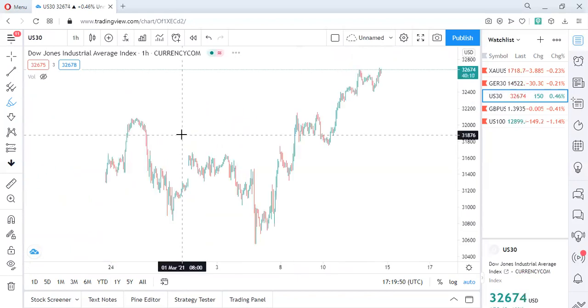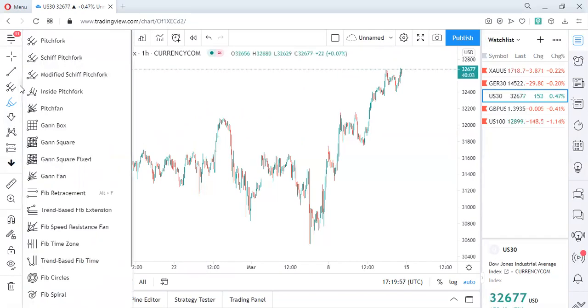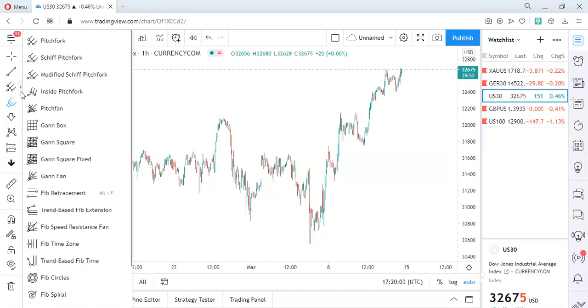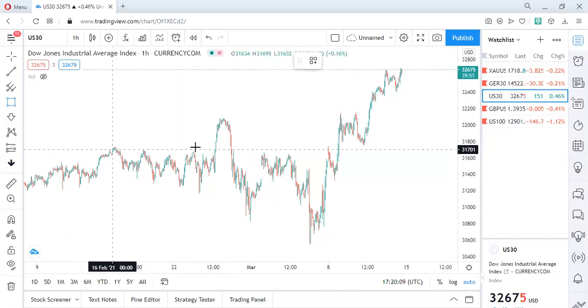So I've already spotted my consolidation. You see, guys, the market is simple. You just have to identify what trend you see in the market. If you see a downtrend, focus on selling. If you see an uptrend, focus on buying. Simple as that. So I see a consolidation here on an hourly time frame.